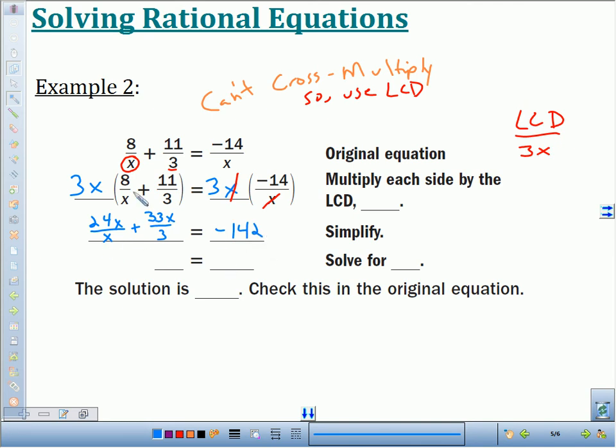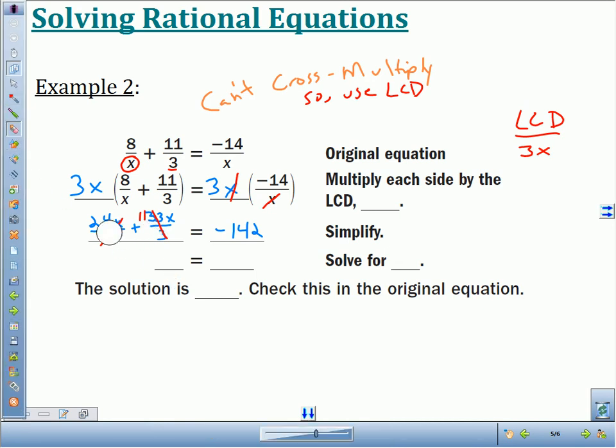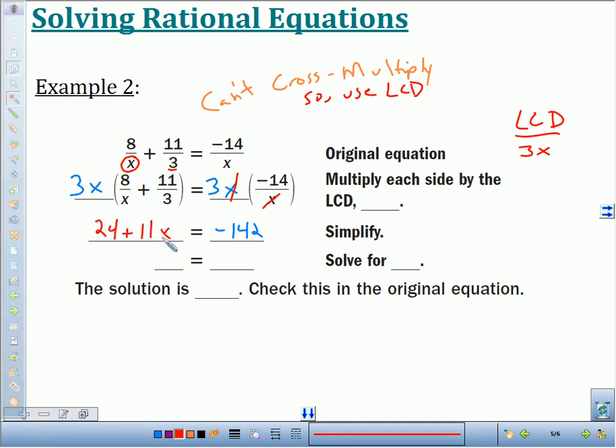Now I would like to simplify this here. 24x over x, these x's cancel out, leaving me with 24. 33x over 3, 33 over 3 becomes 11. So I'm going to rewrite this. You might not want to erase your work, but instead write it off to the side. 24 plus 11x. Now this is an equation that we can solve. It's a two-step equation. And of course we're going to solve for x. We subtract 24.